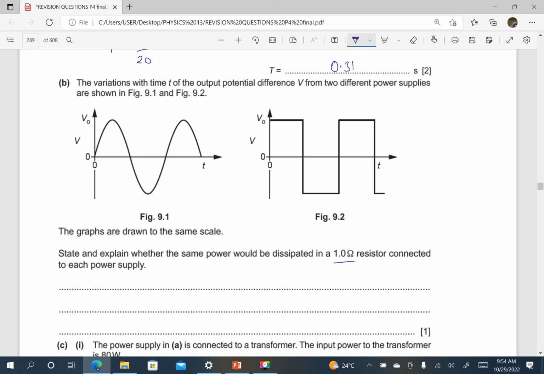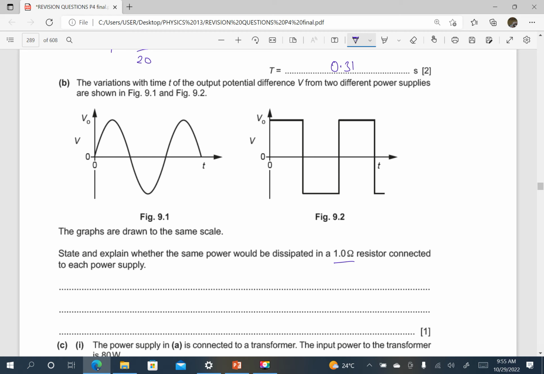Of course, we need to look for the root mean square values, because they are the ones which will tell us whether the same power will be dissipated. When you look at the shapes of the graphs, you notice that the root mean square values will not be the same. And if the root mean square values are not the same, it means they will not dissipate the same power.